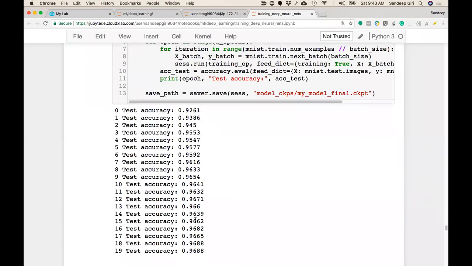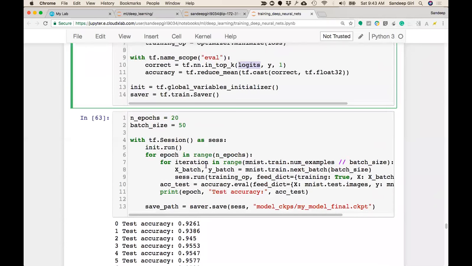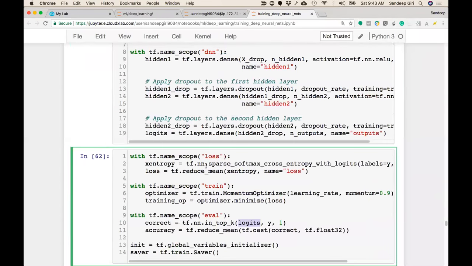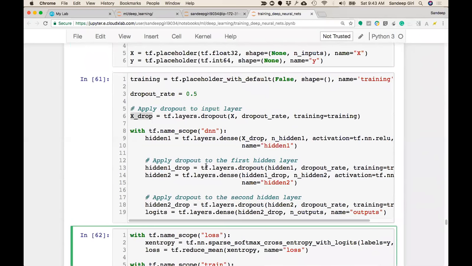So this is the kind of accuracy we are having here. How many layers are there? There are two hidden layers. That's all.